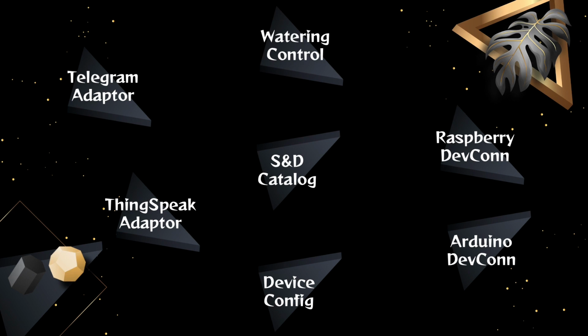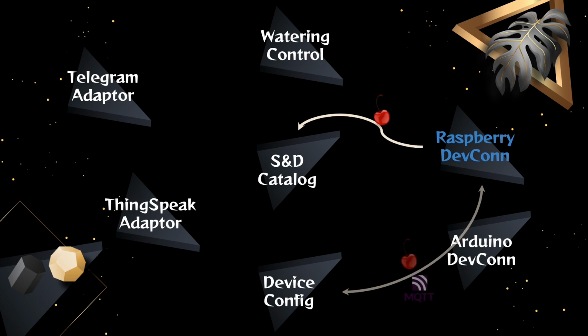This is the overview of the most important services in terms of watering logic. The logic starts its work from a Raspberry DevCon. It communicates with the service and device catalog to inform that it is alive and to ask for information about other services connected to the service and device catalog itself.